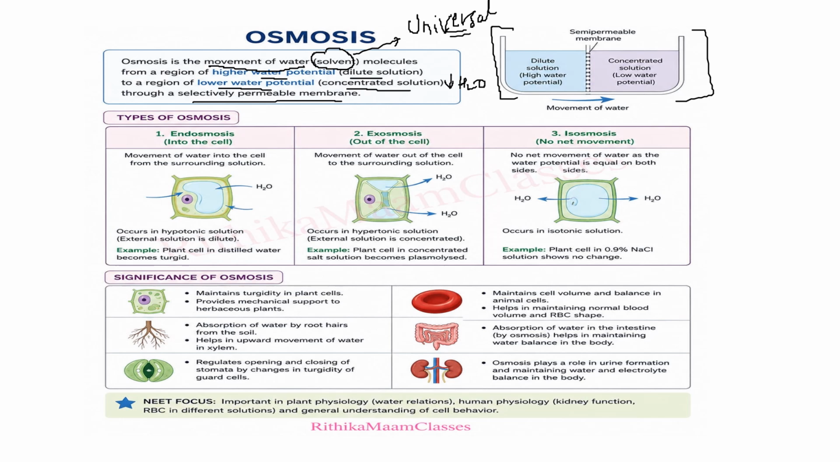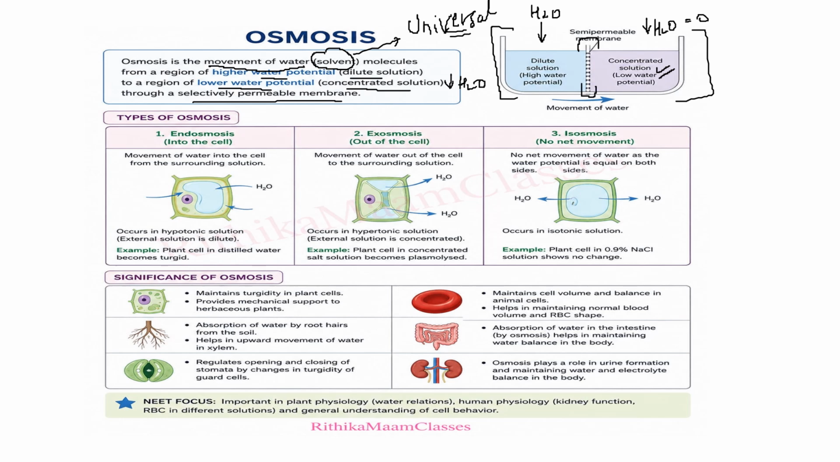Here we have two solutions. One is a dilute solution where the water quantity is too much or concentration of water is too high, and this is a concentrated solution wherein the water is either less or it is completely nil, it's equal to zero. Okay, so what happens here is there is a presence of semi-permeable membrane.